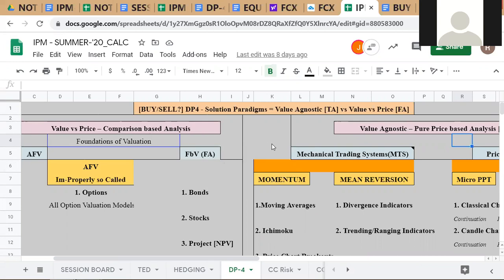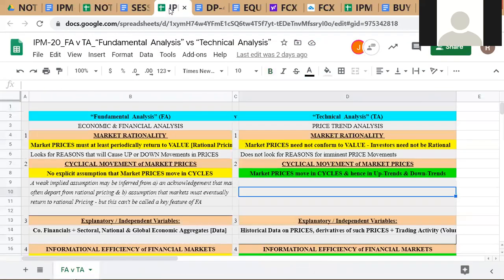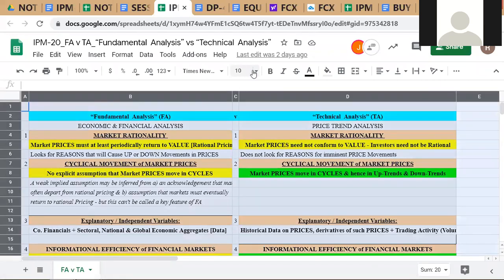This is why we are having the discussion about FA versus TA, because eventually you need to make a choice between which method you are going to use. So that's why we are going into this discussion of FA versus TA. I can't even read my own screen, so I'm going to make it very big, so it's not going to look so nice anymore.